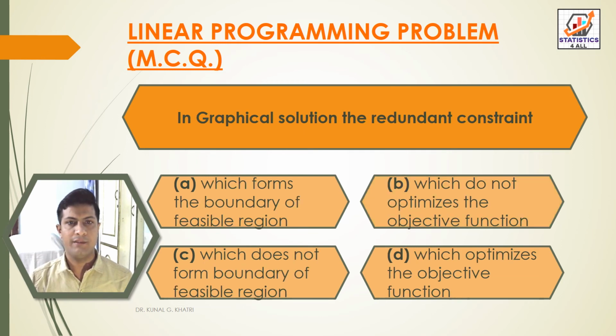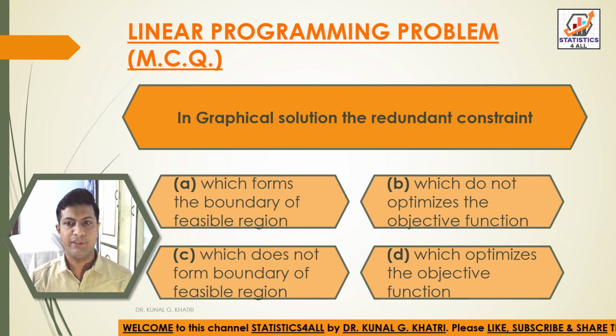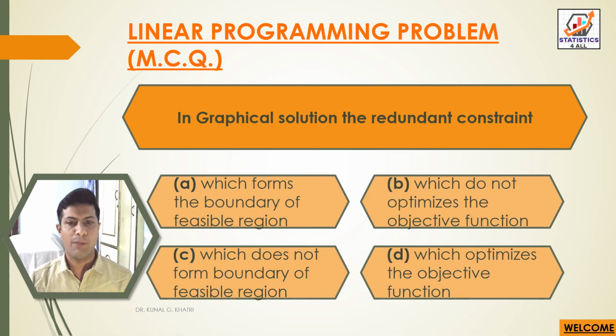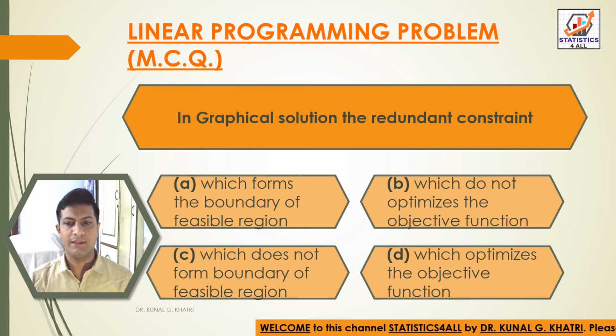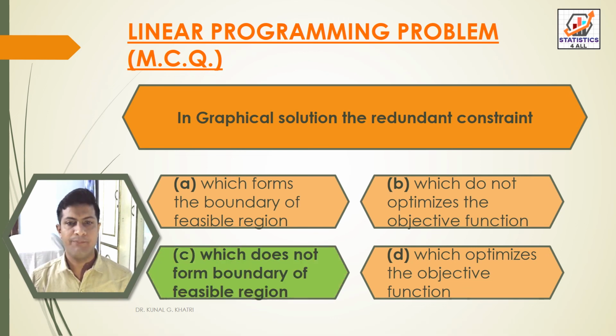Next question. In graphical solution, the redundant constraint option A, which form the boundary of feasible region, option B, which do not optimizes the objective function, option C, which does not form boundary of feasible region, option D, which optimizes the objective function. So here we have answer option C, which does not form boundary of feasible region. In graphical solution, the redundant constraint does not form boundary of feasible region.